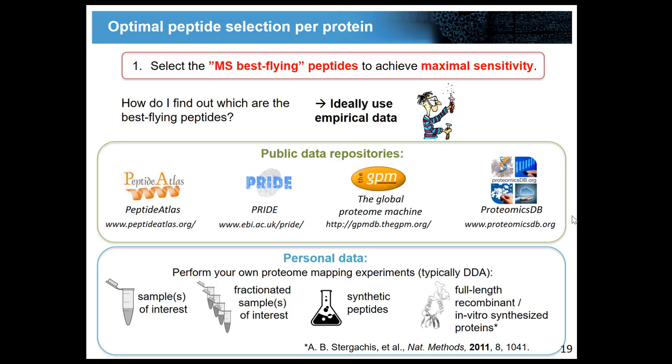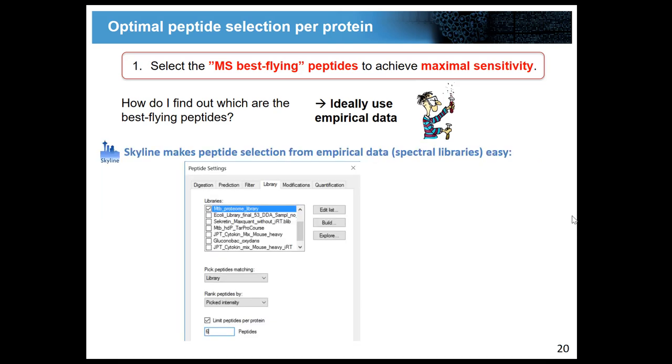And then another very elegant way is also to use full-length recombinant or in vitro synthesized proteins and do your initial screening of the best peptides based on them, no matter what you do.